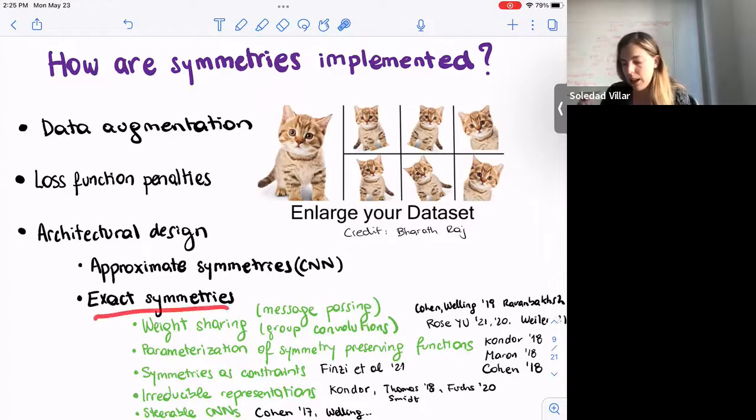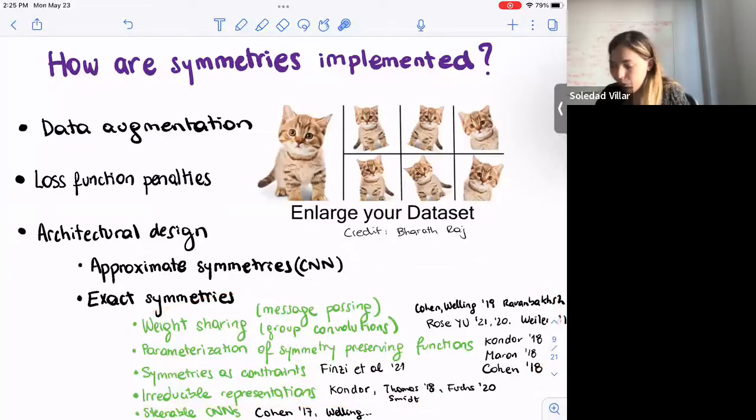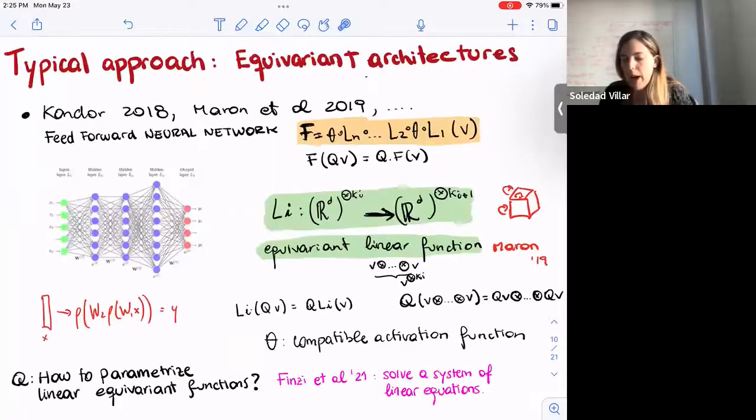And that is done in many different ways. For instance, I'm going to show you a couple. I have a bunch of references here, and I'm happy to discuss more later, but there are many ways to do it. One way is by doing some kind of generalization of the classical neural networks, like feed-forward neural networks, to express equivariant functions.